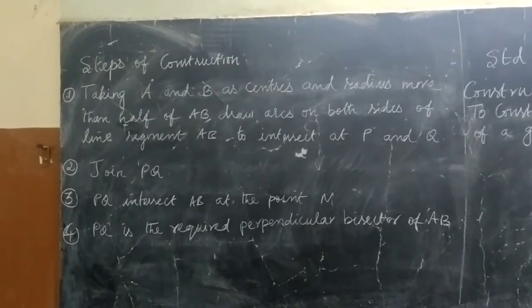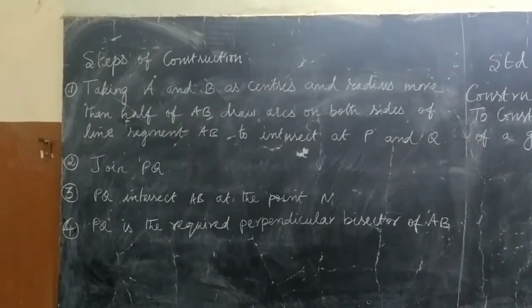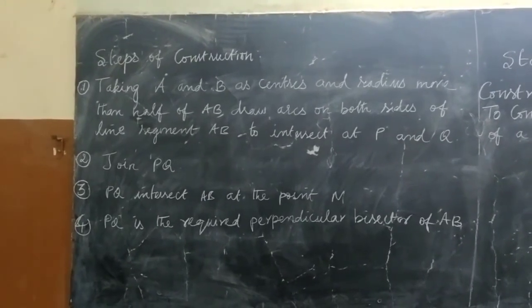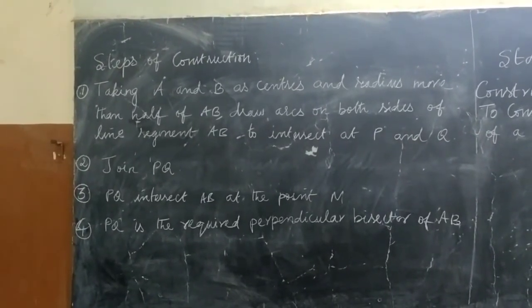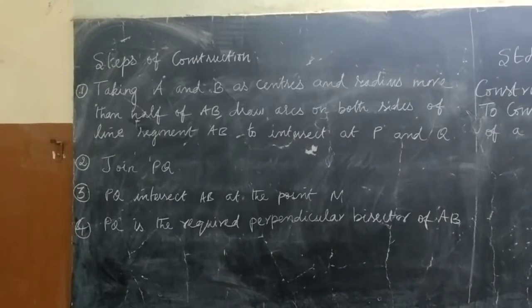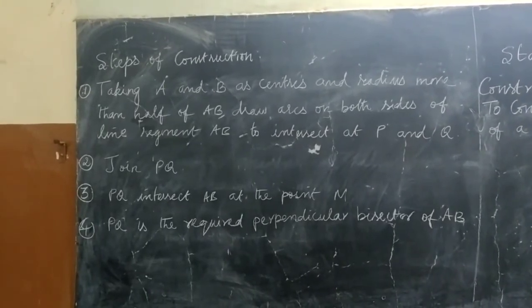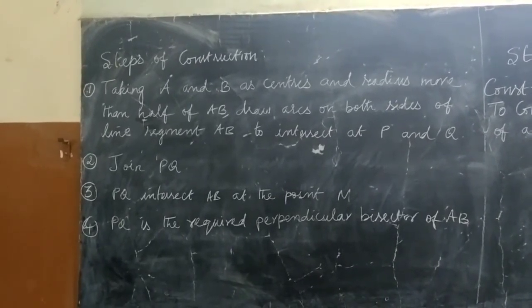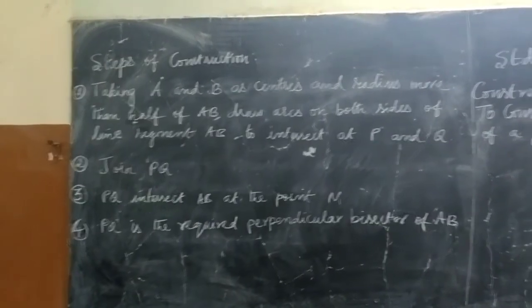The second point is join PQ. Third point is PQ intersects AB at the point M. And fourth point is PQ is the required perpendicular bisector of AB.